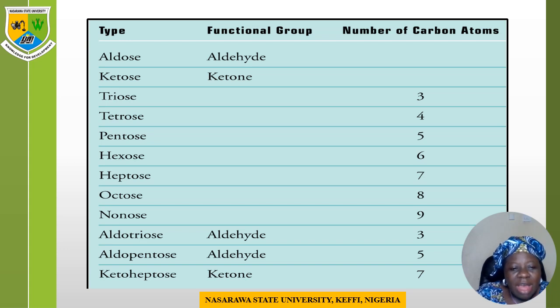Now we can also have aldotriose. Aldo because the functional group is aldehyde, triose because the number of carbon atoms is 3, and like that. We are having an example here. We can also have aldopentose. It means we can also have ketopentose, depending on the functional group and the number of carbon atoms.